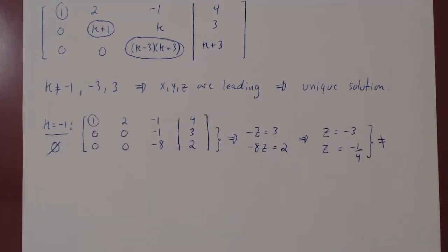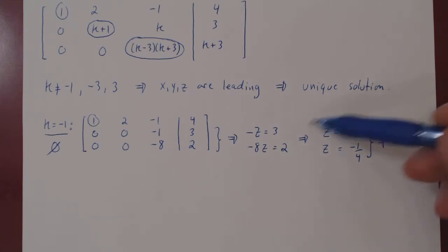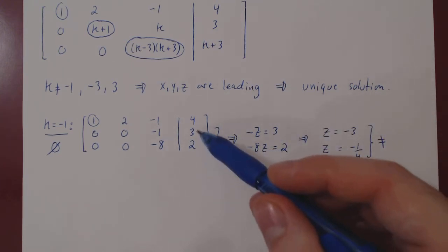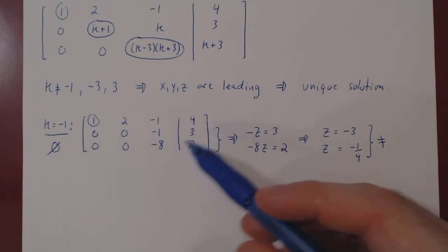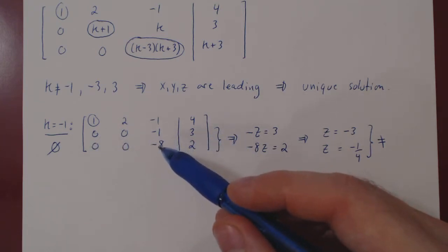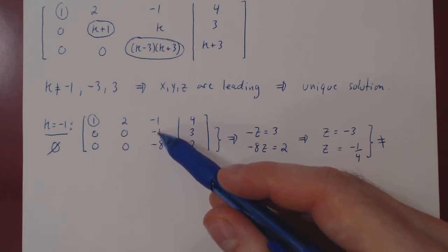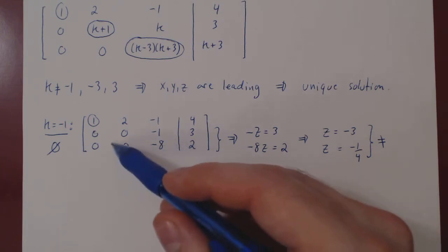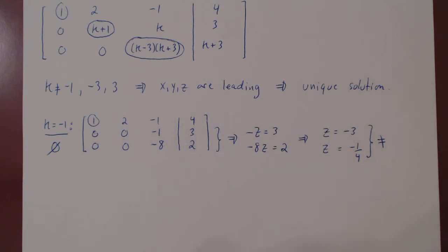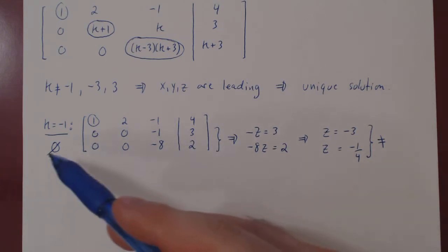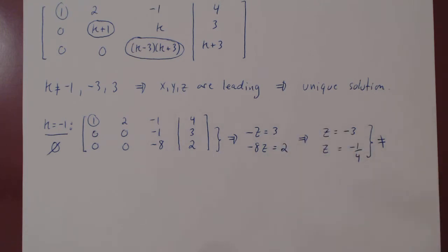And that's it. You could have obtained the same conclusion if you had finished the row reduction. If you had multiplied row 2 by -1, and then killed the -8 by doing row 3 plus 8 row 2, you would have had a row of 0 coefficients and a non-zero constant, which would also imply that the system is inconsistent. Either way is fine.